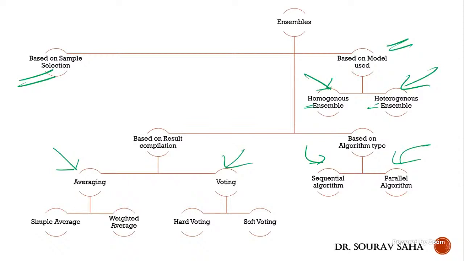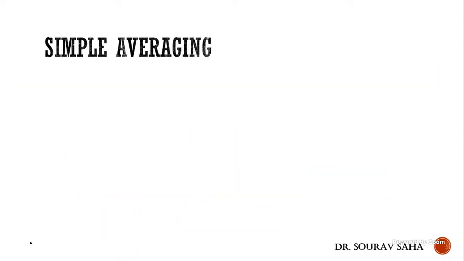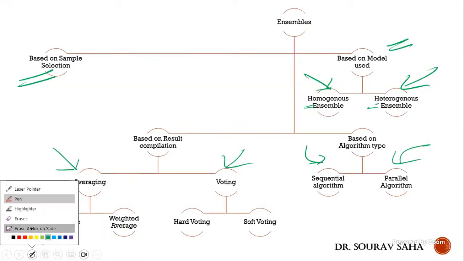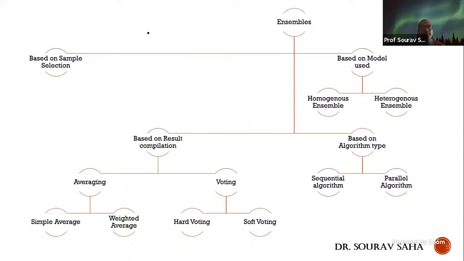Let's slowly come back, and I hope this break was useful for you. So we were discussing the different strategies for ensemble. These are the different strategies, as I said, for the ensemble technique. Let's revisit this once again. There are many different techniques for ensemble. Let's focus on this one, based on result compilation. What does this mean? Result compilation.